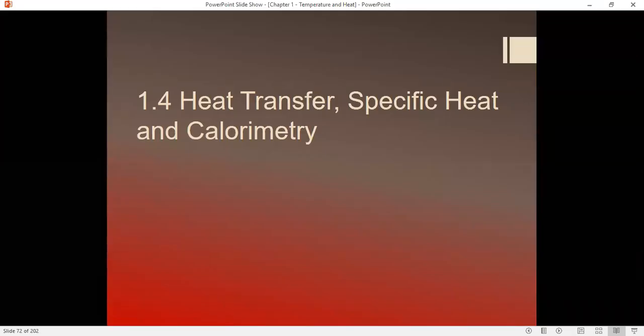Heat transfer, specific heat, and calorimetry. This is the big part of the chapter, the calorimetry. So we're going to spend some time on that.